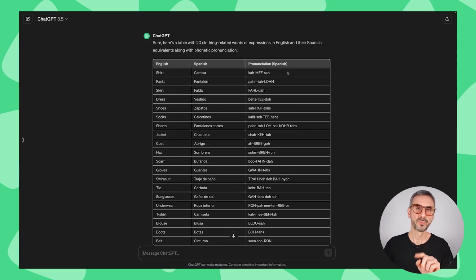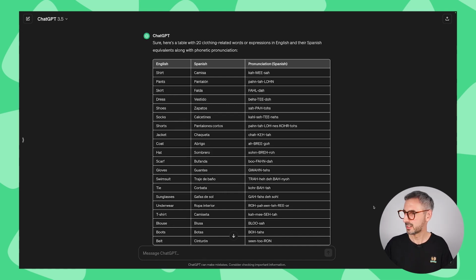So this is a little trick to really help people who are not that familiar with Spanish pronunciation. For example, shirt, camisa. You have the English phonetics. You have to sound a little bit less American or British, camisa, all right? So anyways, we have the phonetics pantalón, falda, vestido, okay, vestido. Yeah, all right, so I think the phonetics will help greatly.